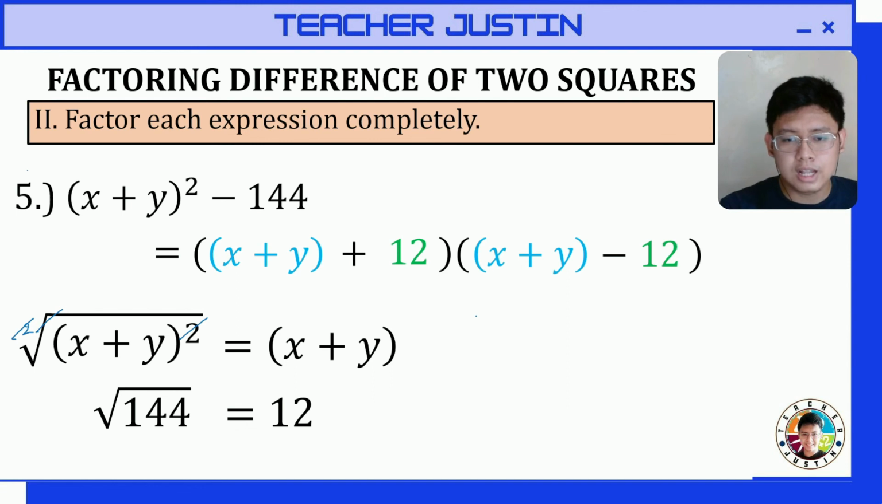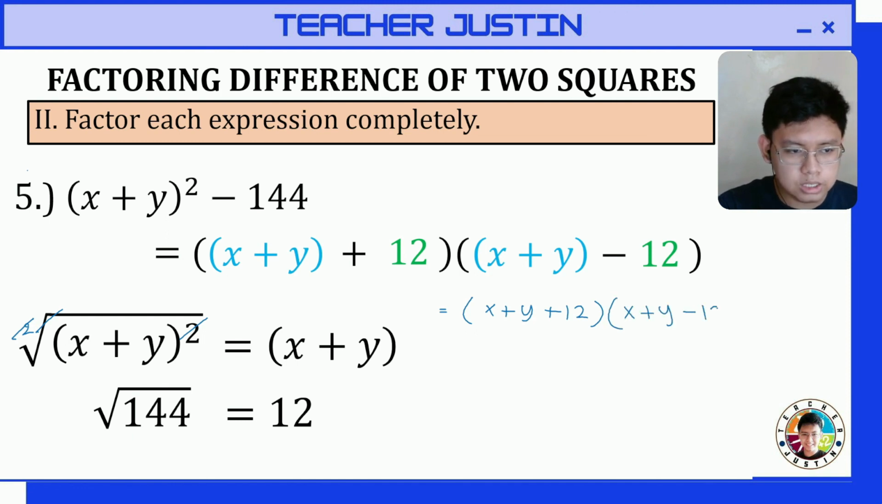Okay. So, let's simplify this. So, the factor of our polynomial will be x plus y plus 12 times the quantity x plus y minus 12. And that's it. Ta-da! Alright. And that is it.